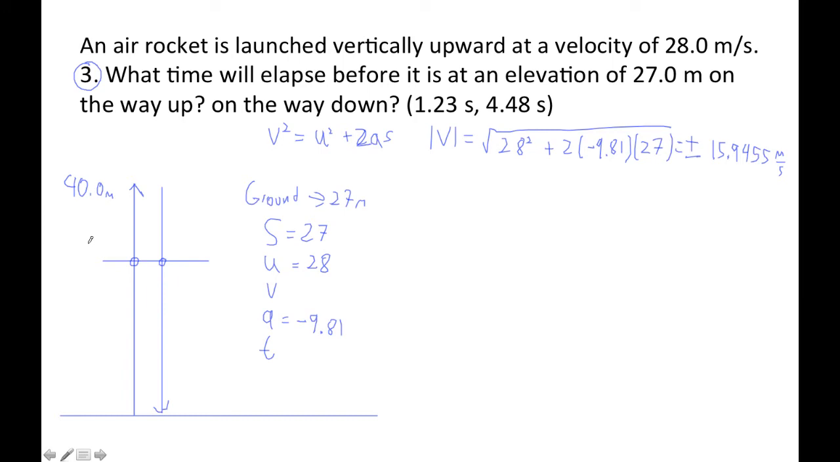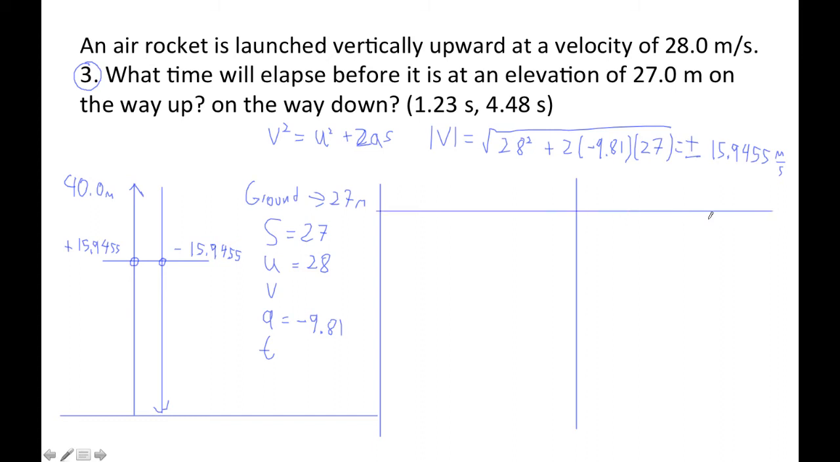Now, understand that it's going to pass this point twice. On the way up, it's plus 15.9455, right? And on the way down, it's negative 15.9455, okay? And so all we have to do is use v equals u plus at once for the way up and once for the way down. So let's do that, right? I got to divide up my space here, right? Okay, so I'm going to use v equals u plus at, right?